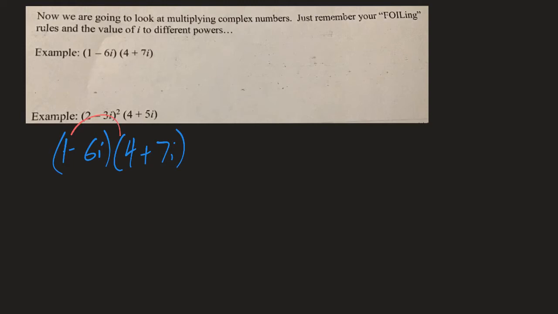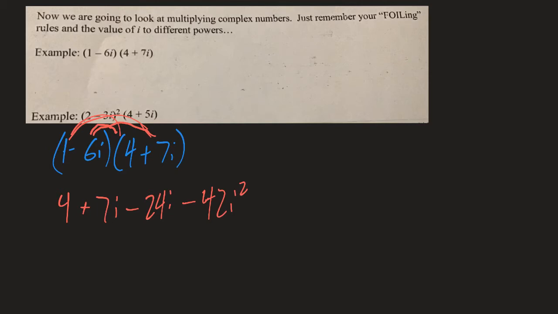So 1 times 4 is 4. 1 times 7i is going to be 7i. Negative 6i times 4 is going to be minus 24i. And then finally, we've got -6 times 7i, which is negative 42i squared.